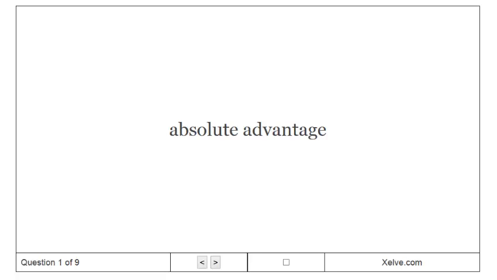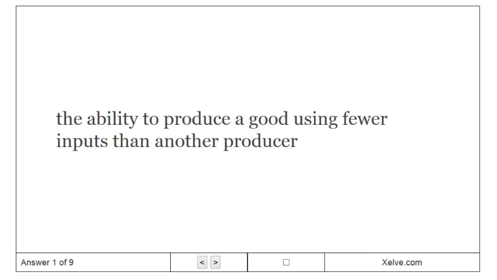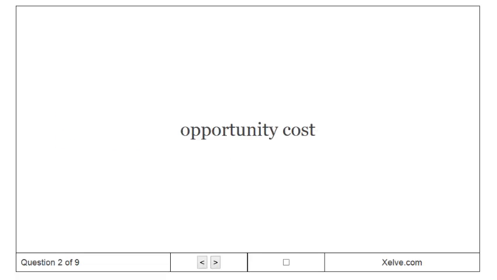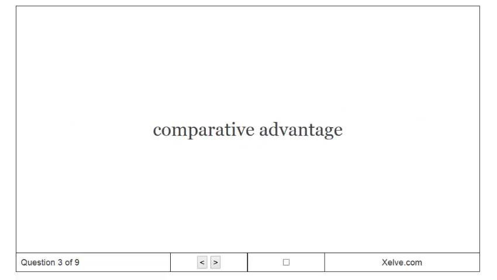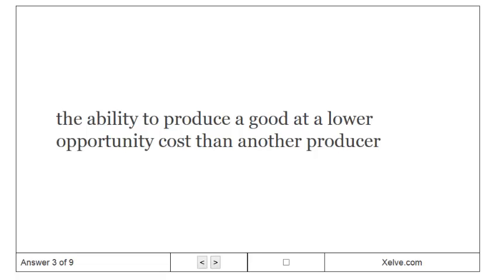Absolute advantage. The ability to produce a good using fewer inputs than another producer. Opportunity cost. Whatever must be given up to obtain some item. Comparative advantage. The ability to produce a good at a lower opportunity cost than another producer.